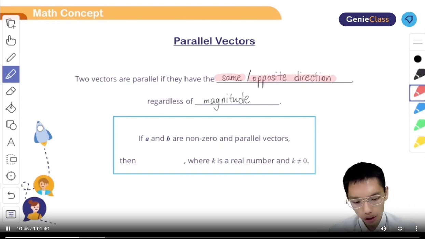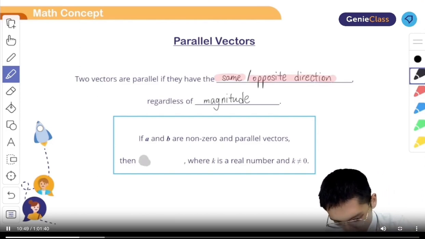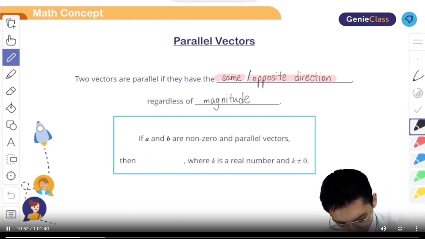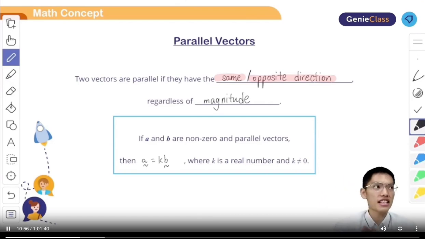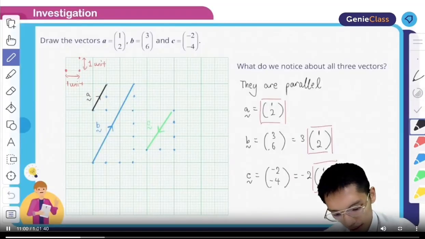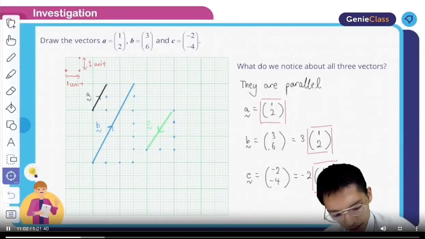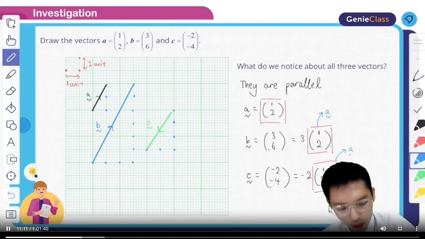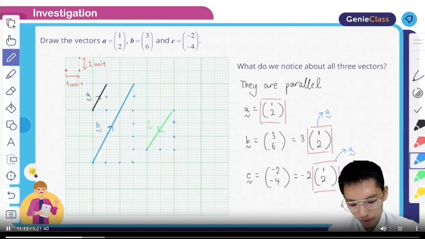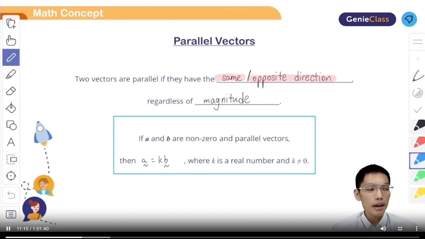And if A and B are non-zero and parallel vectors, I can express one of the vectors, as we have gone through in other math concepts as well, as a scalar multiple of the other vector. B is a scalar multiple of another vector, where you realize in this case, this is A, which reflects the concept over here. Alright, so I hope you are getting this.